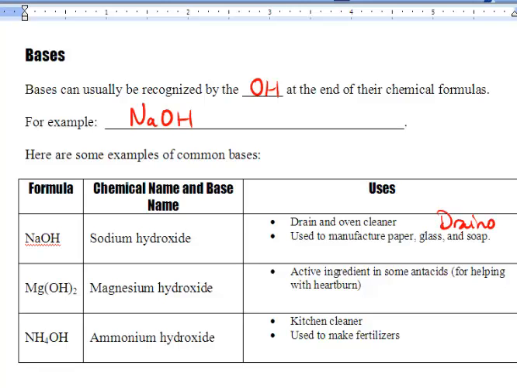And you don't want to drink that. That's very basic, very caustic. It destroys proteins, which is pretty cool. We use it to manufacture paper, glass, and soap. Next, we've got magnesium hydroxide, and this is the active ingredient in antacid.